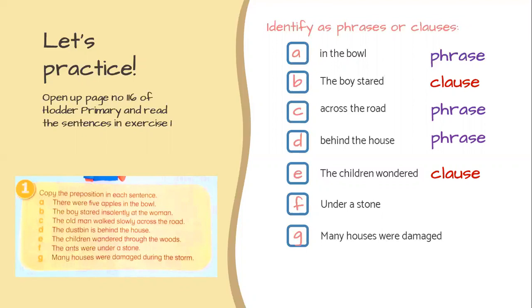Under a stone. It tells us about the position of the stone, but there is no action involved. It does not convey a complete meaning, hence it's a phrase. Many houses were damaged. This has to be a clause because we get a complete meaning from it, plus our subject and verb are both together. I hope you scored well in this revision exercise.